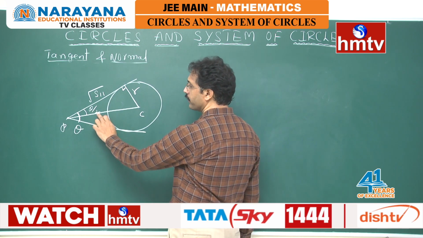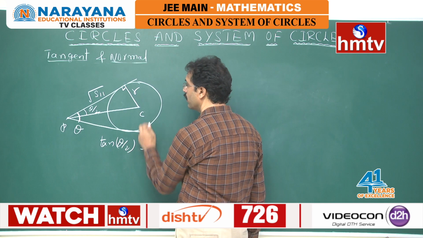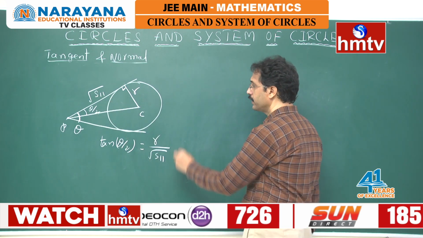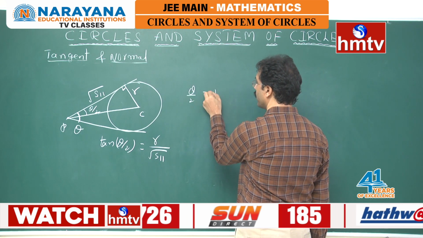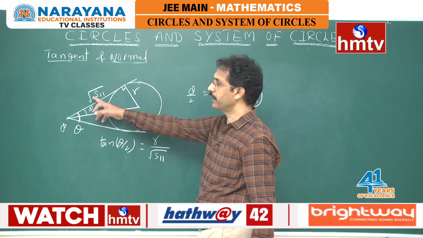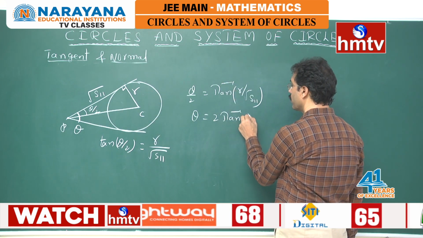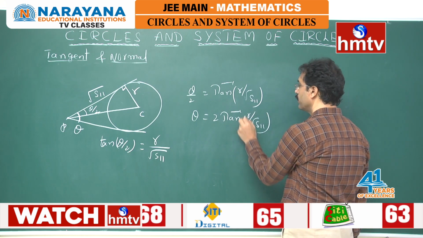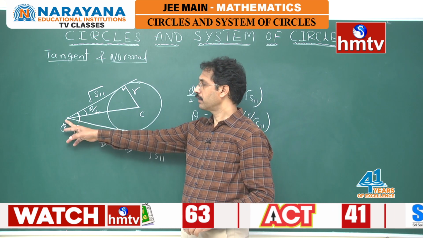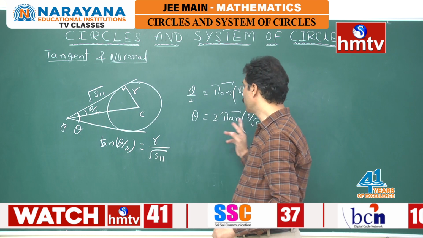Then from this, tan theta by 2 is equal to R upon under root S11. So from this, theta upon 2 can be written as tan inverse of R upon under root S11. That is opposite by adjacent, so theta is equal to 2 tan inverse of R upon under root S11. In this way, we can find the angle between the pair of tangents. Whenever a pair of tangents is drawn from an external point to the circle, you can find the angle like this.